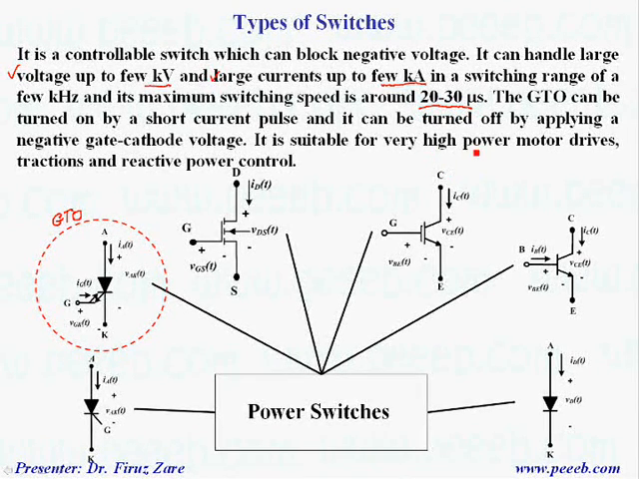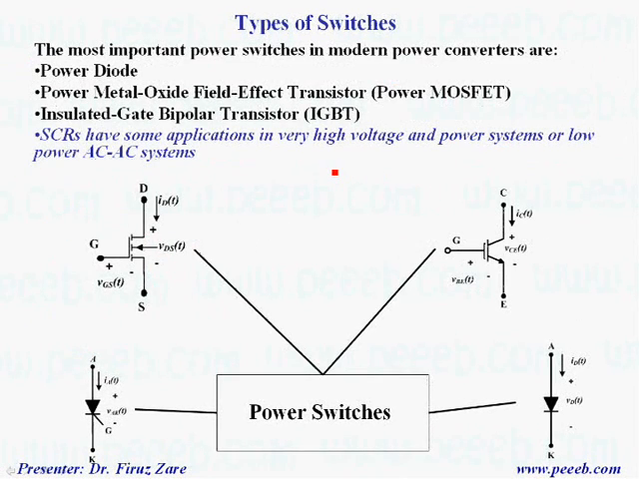In this case, because it's a good switch for high power applications, it's a good candidate for high power motor drive systems, for tractions, and also active and reactive power control used in power systems, especially in distributed generation and renewable energy systems. So in modern power electronic systems, these are the important power switches: power diode, power MOSFET, IGBT, and also SCR or thyristor.